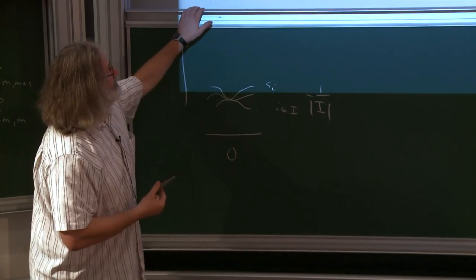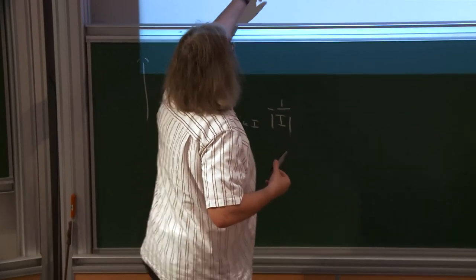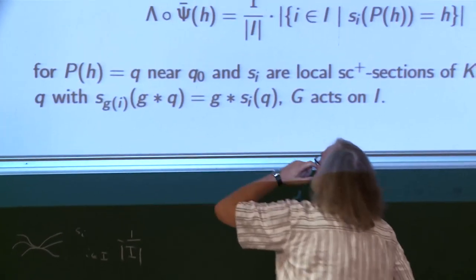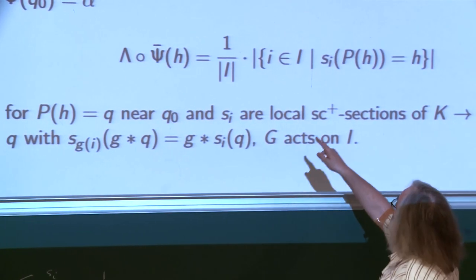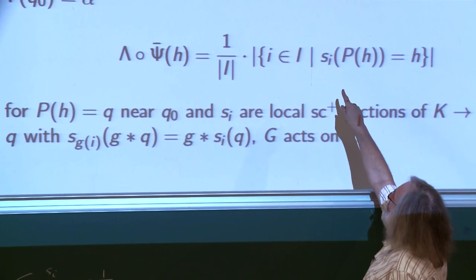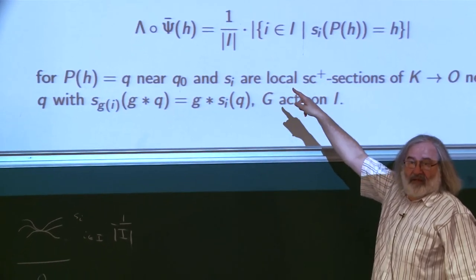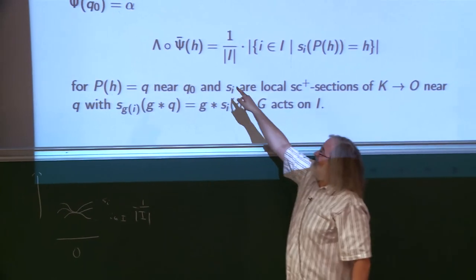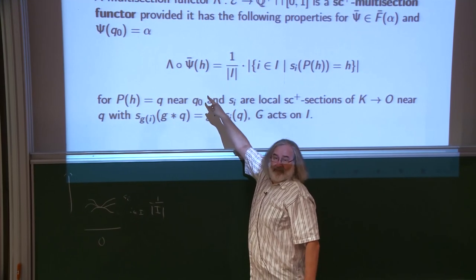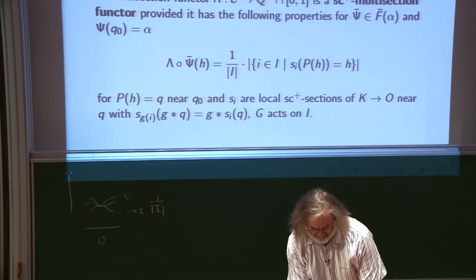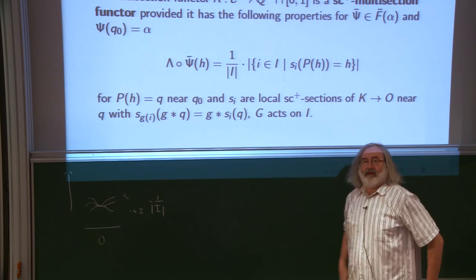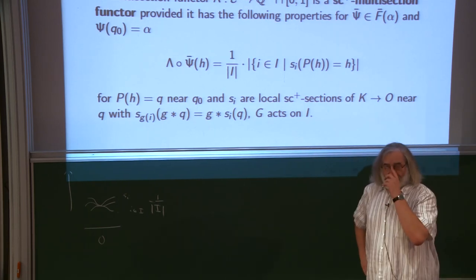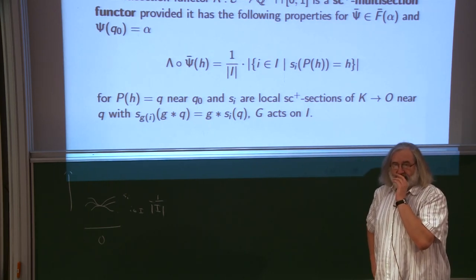Yeah? And you just look at this vector here, how many graphs are there in which it lies? Yeah, so you have this vector, so psi, this is an E here. We had a definition of multi-section function before, right? And the only difference now is that we require the things to be locally represented by the SC plus.